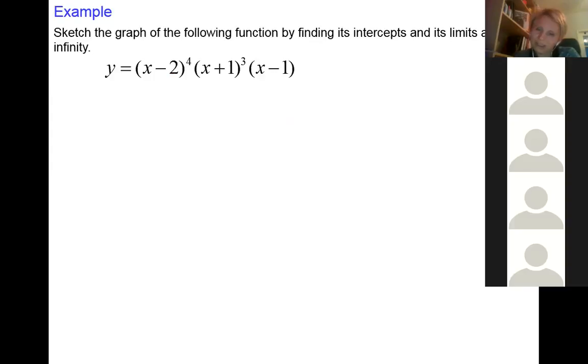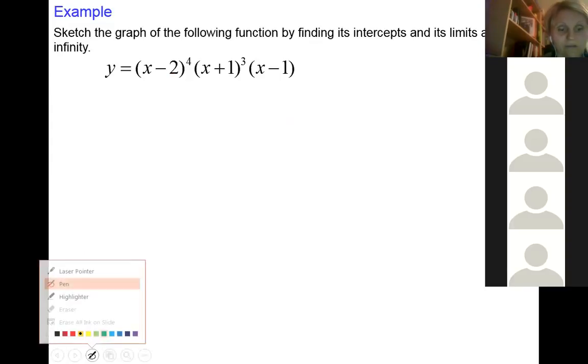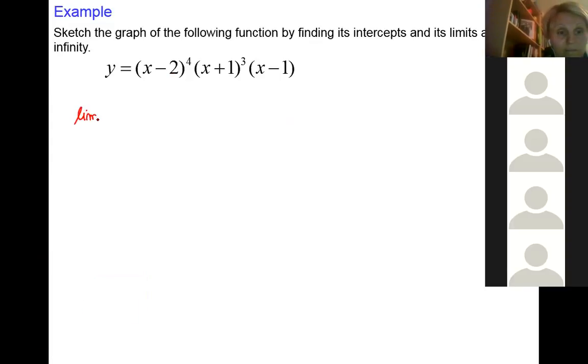Okay, I have this question. I would even say it's more just to finalize everything, the limits especially. It's more like an algebra question, but let's see what we have to do. We have to try to sketch the graph of the following function by finding its intercepts and its limit at infinity. Katin, what do you think? This is not really a rational function, but can you tell me how the function will behave at positive or negative infinity? X goes to positive infinity, and how does this function behave?